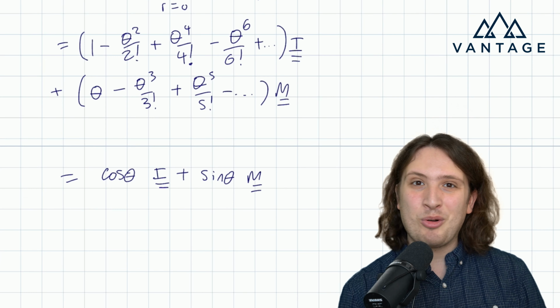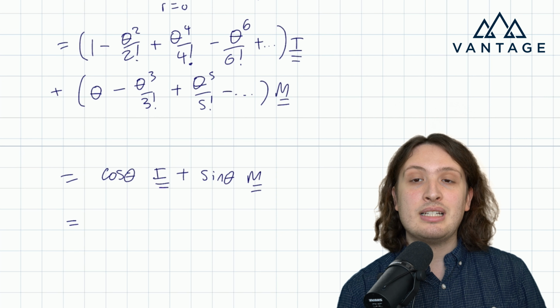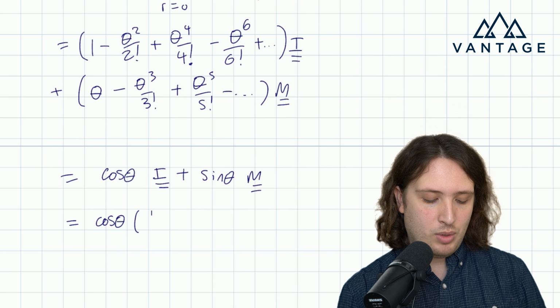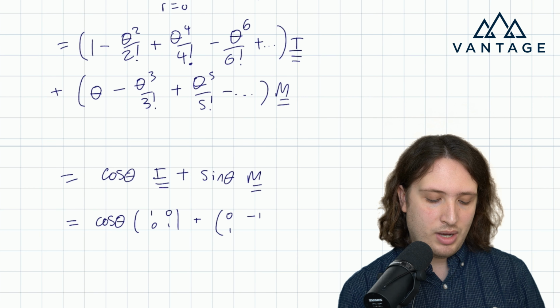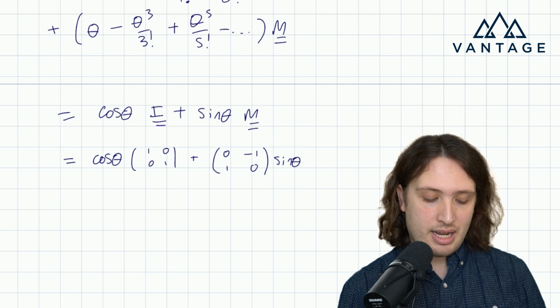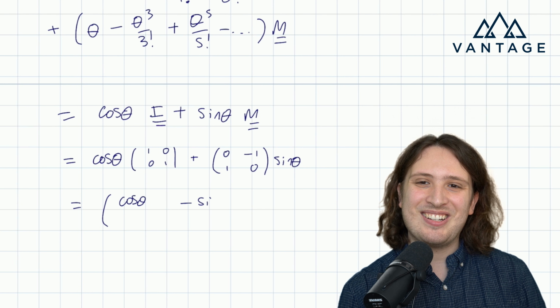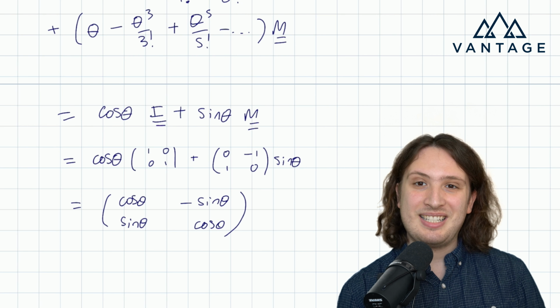So now there's no more infinite series, we've just got 2 things added together, and we can simply go in and put back in the expressions for I and m. So I, of course, is 1, 0, 0, 1, and m, we'll recall if we look back, is 0, minus 1, 1, 0. So multiplying in the sine and the cosine, adding these things up, what do we get? It's cos, sine, sine, cos with a minus on this term.